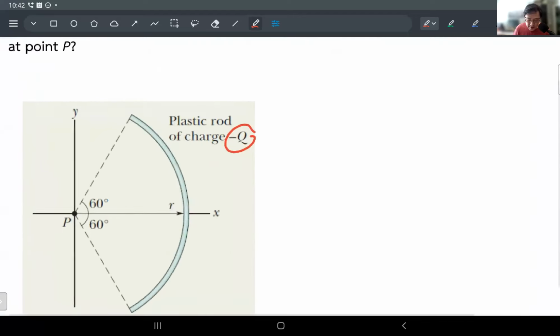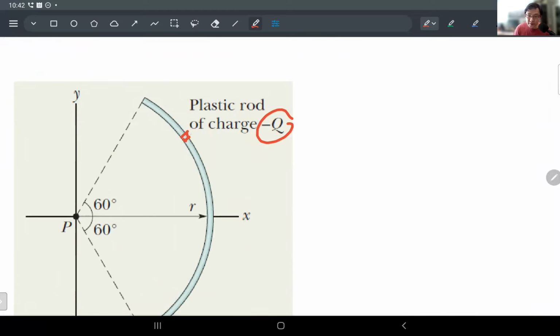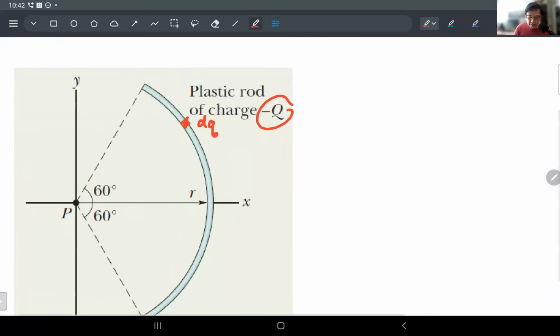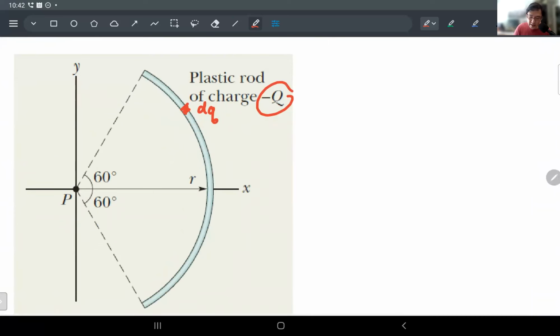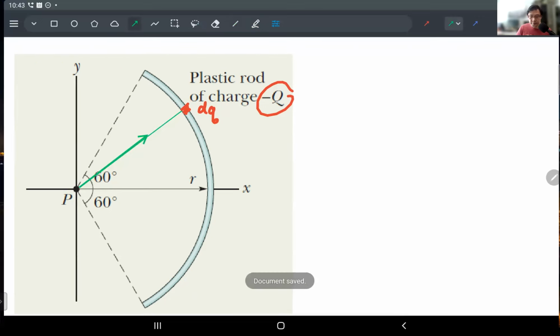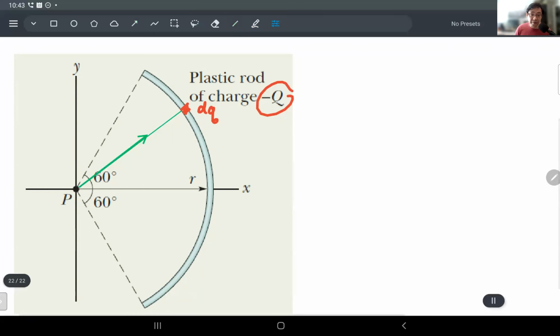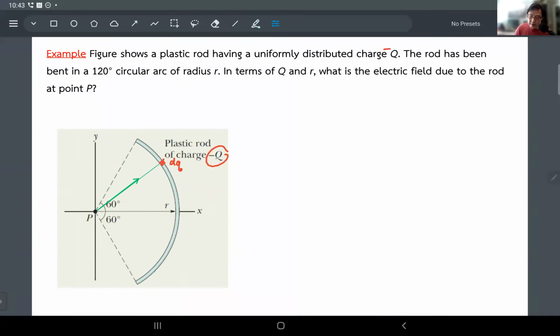First, you slice this into a tiny piece of charge. And let me say, just like before, there must be a charge dq contained in it. Now, because this is a negative charge, the electric field will point towards it. So let me draw that here. The electric field is going to point towards it. Let me draw a big one here. That's the direction of the electric field generated by this dq. How much? Let me name this dE for now.